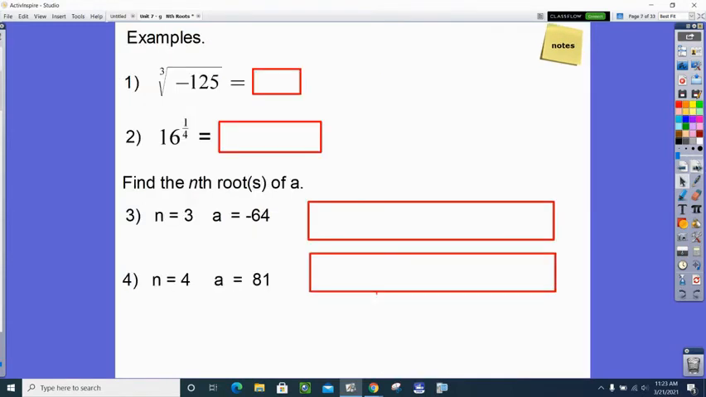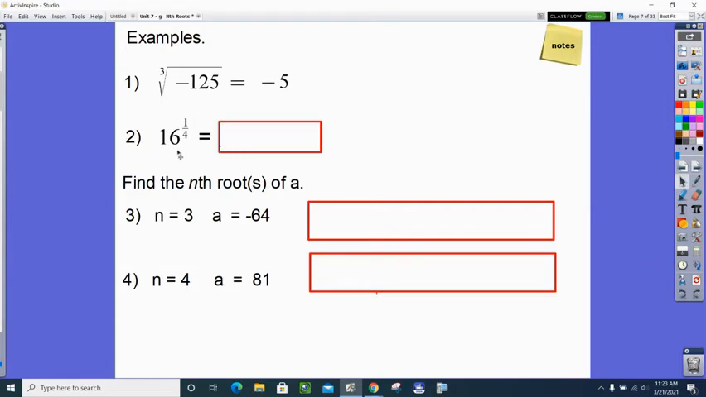Okay, so let's just do some examples, you and I. So the first one, let's see if you can actually do this one. What is the third root of negative 125? So it's an odd root of a negative, and that's legit. It's okay. And you will get one answer. Anytime it's an odd root, you'll get one answer. And did you get -5?